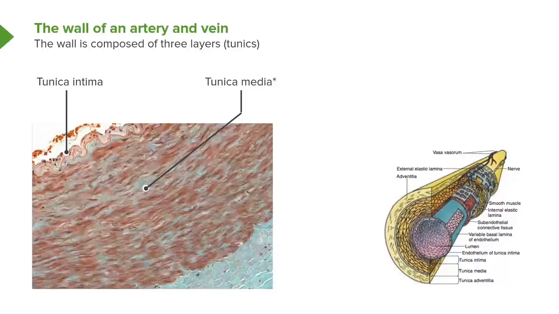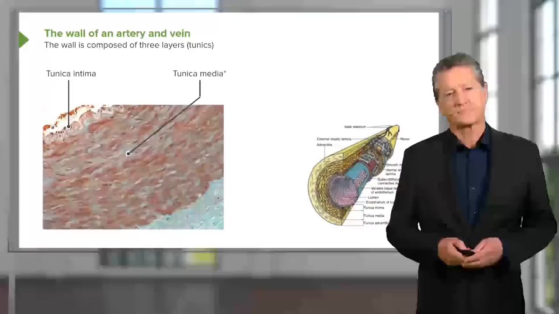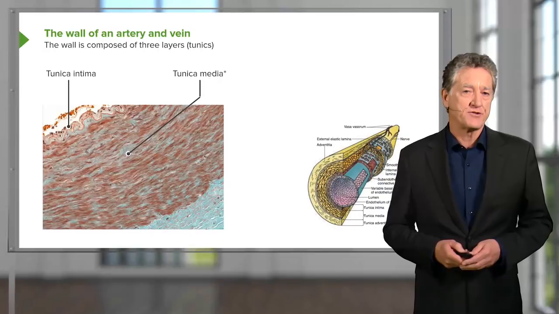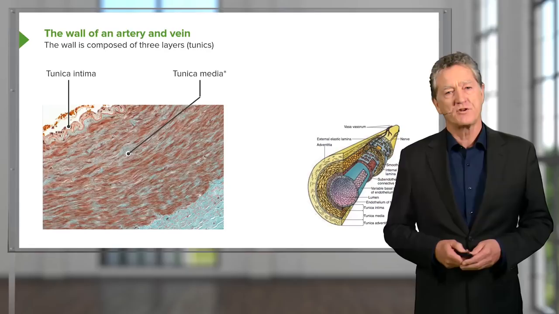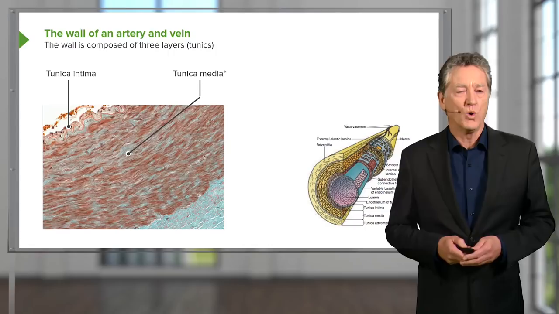The middle layer is called the tunica media. The tunica media has a little star next to it, or an asterisk. And that is to remind you that this is the coat, this is the layer of the artery that changes significantly. And it changes because of the different roles that this coat has in cardiovascular function. This layer is contractile. It can change dimensions. And that's very important, particularly in arteries, because you can distribute blood to various parts of the body by opening that wall or relaxing that wall to increase the lumen diameter.